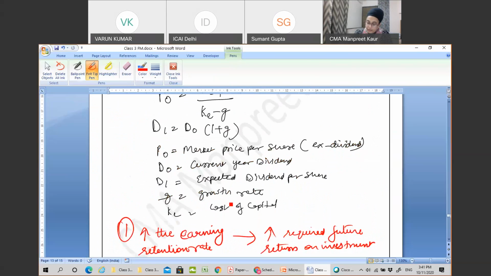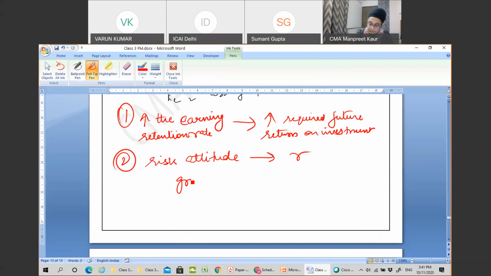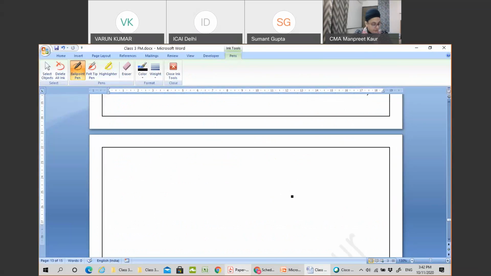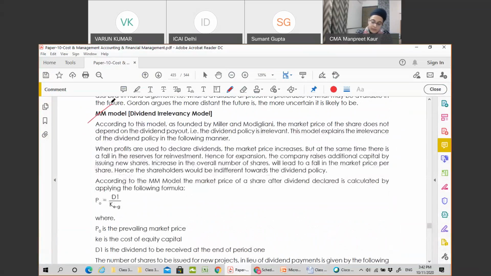So here I will write, growth rate, that is g, is equal to b into r, or we can say retention ratio multiplied by ROI. Next is the Walter model. In this model, the formula is the same.